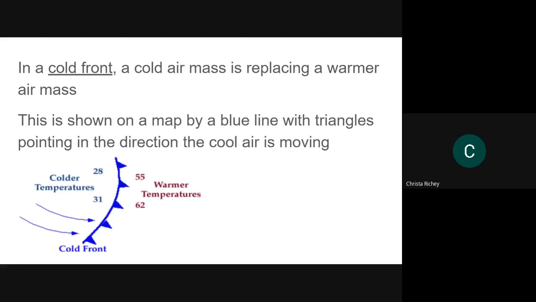Once again, it's a blue line. It has blue triangles, and the triangles are pointing in the direction that the air is moving into. So that means that the cold air is going this way, and your colder temperatures are on the line side. The warmer temperatures that it's actually pushing up into the atmosphere are going to be on the point of the triangle side.